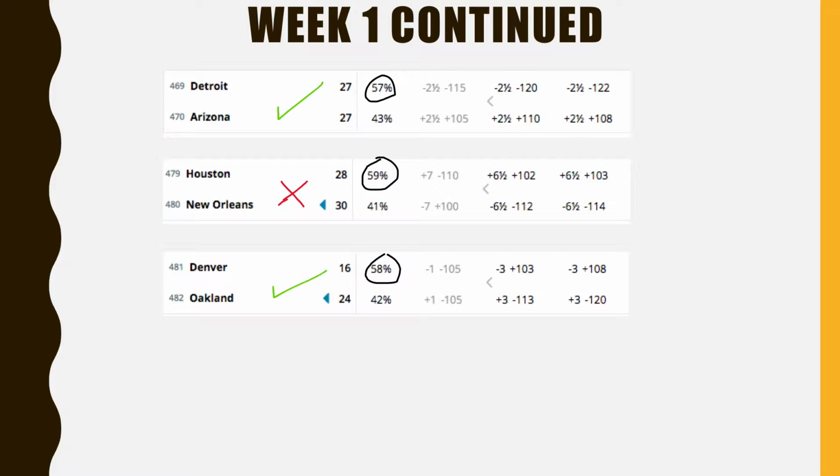Now, I'm going to bring this into play at the end of this video. If you notice, Oakland won. They were +3. In this particular situation, we would play Oakland on the money line and not the spread. But anyway, moving along, week two continued here.